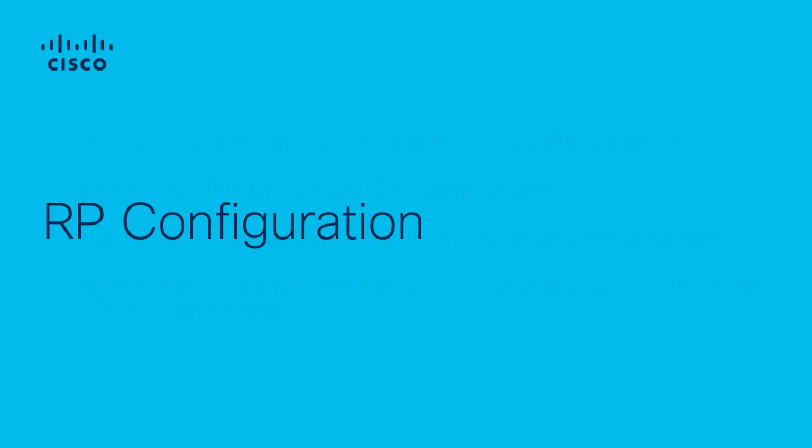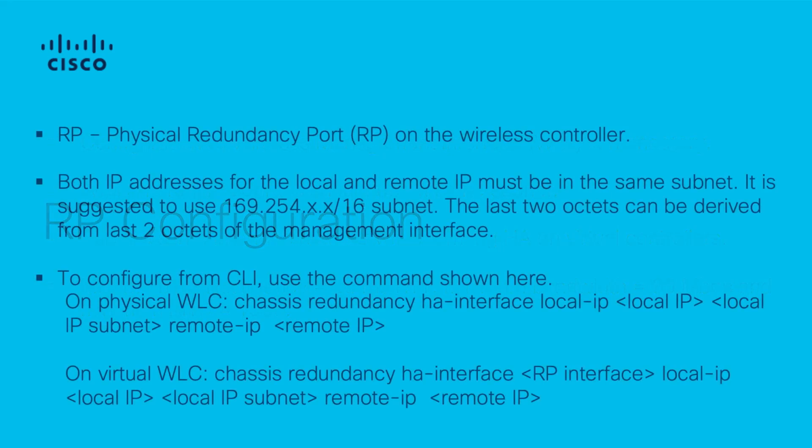There are two types of configurations. RP, which refers to the physical redundancy port on the wireless controller. Both IP addresses for the local and remote IP must be in the same subnet. It is suggested that you use the 169.254.x.x/16 subnet. The last two octets can be derived from the last two octets of the management interface. To configure from CLI, use the command shown here.